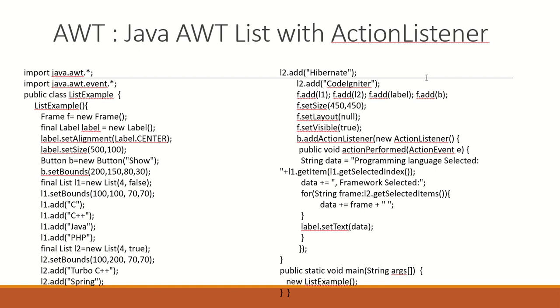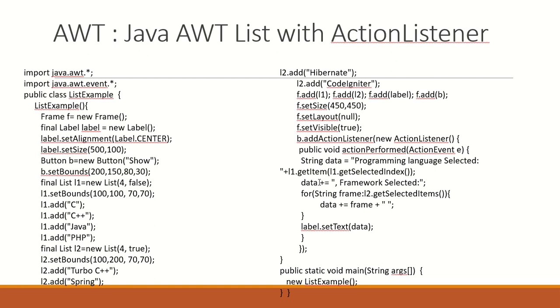Now, what should be done when the button is being pressed? That is done here. You can see that an action listener is added along with the button, and the action to be performed is that you create a string object which is going to display something. You're going to display the content of data as "programming language selected", that is your first string. Then it is concatenated with whatever is displayed by the get item method, which means what was selected by the user. L1 dot get item will display the item that was selected.